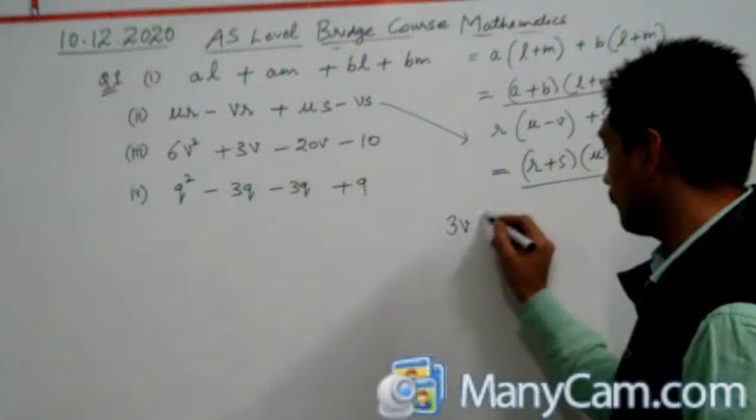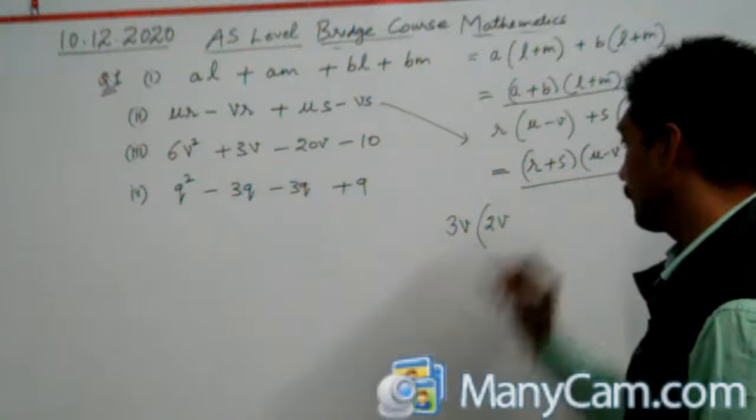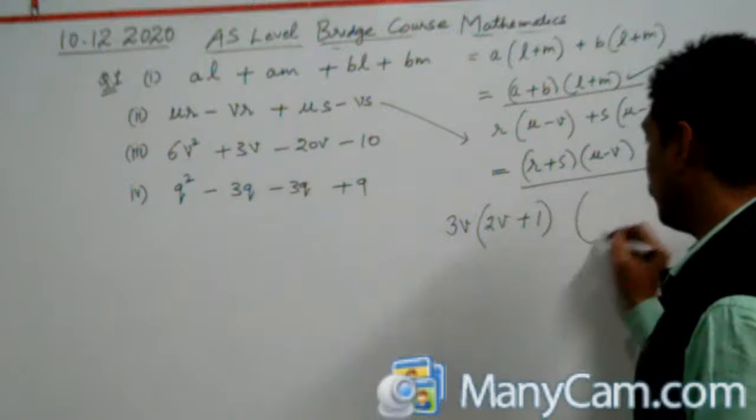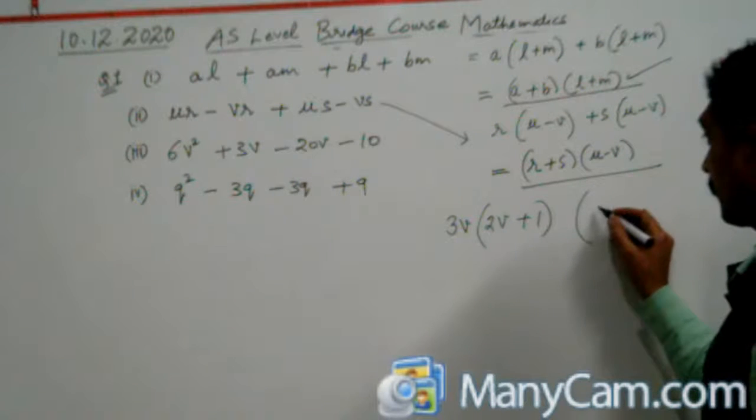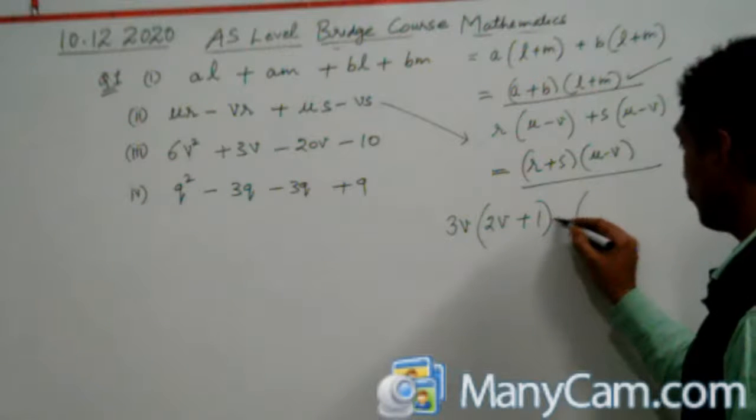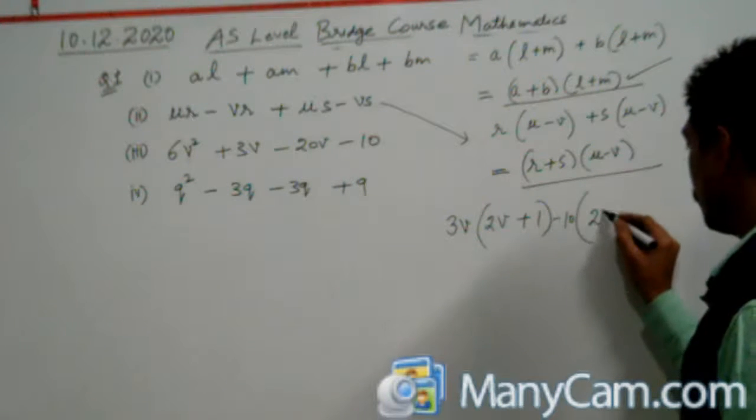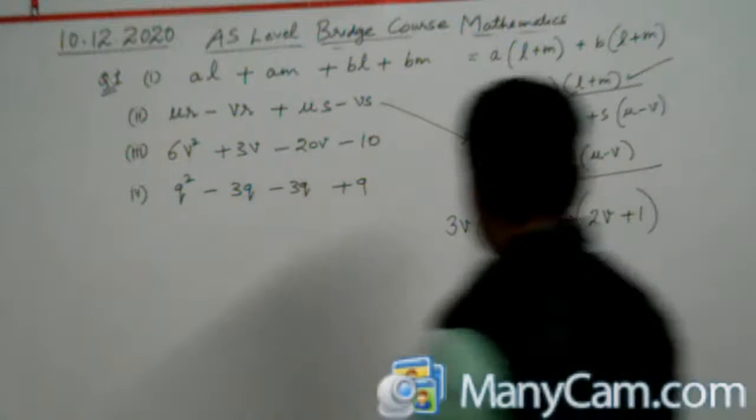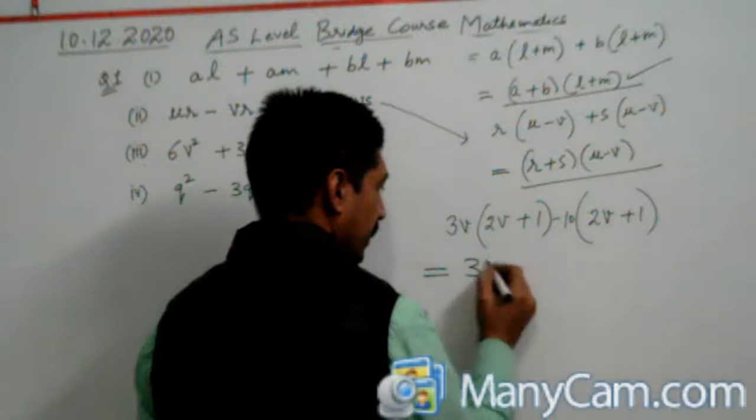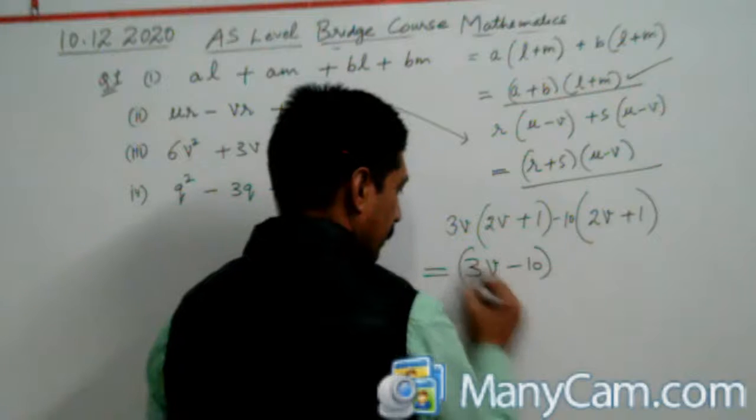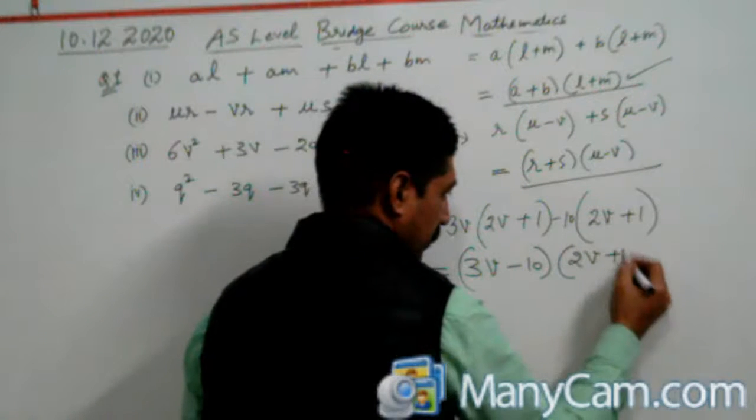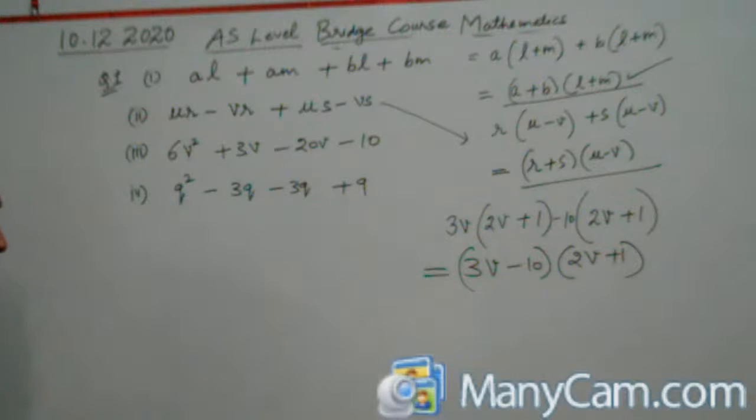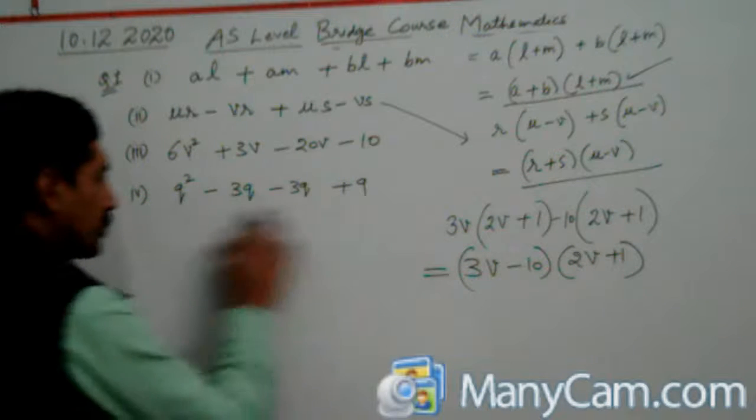Now here, sixth one is 3v. We can take common 3v into 2v plus 1, and here again 10 we can take common, that is minus 10, 2v plus 1, right? So here what is left? We have left here 3v minus 10 into 2v plus 1. This is the factorization.